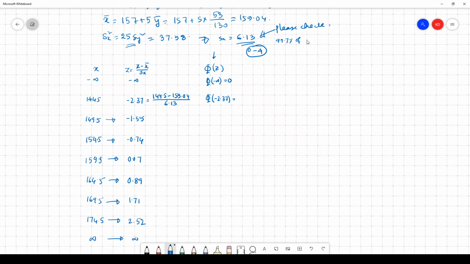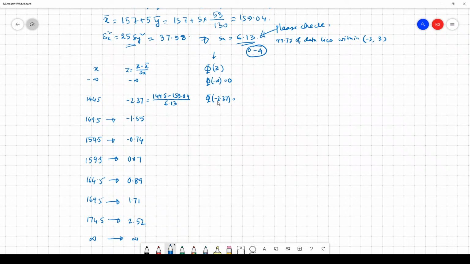99.7% of data lies within minus 3 to plus 3 for the z score. After that, very little portion exists. So generally, most tables consider a maximum of 3, or some books consider 4. After 4, the value almost goes to 0. So the z table generally considers 0 to 4.